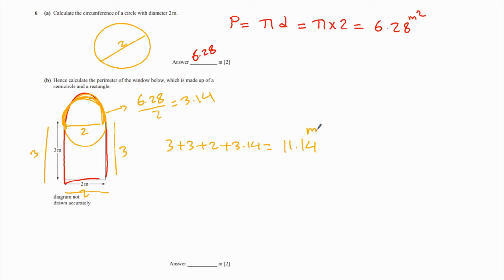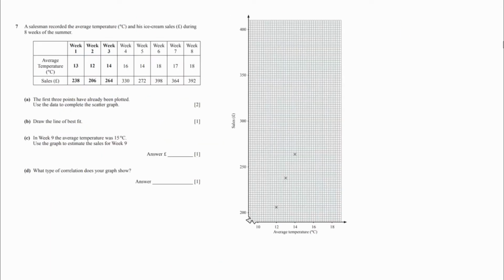Yes, I had a small mistake in here. This is a circumference, so the unit would not be meters squared, it would be just meters. So the unit for both of these sections of the question is just meters. Okay, we go to the next question.